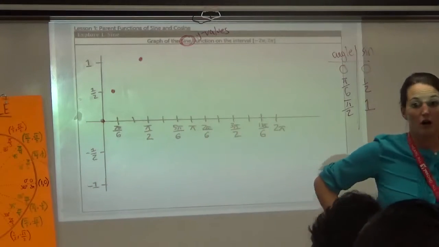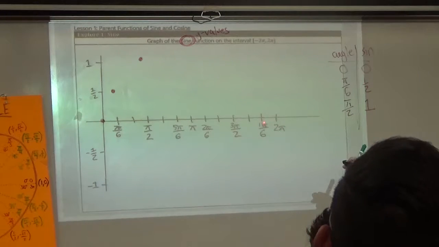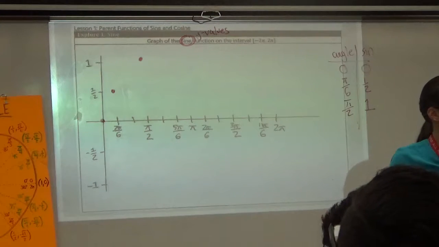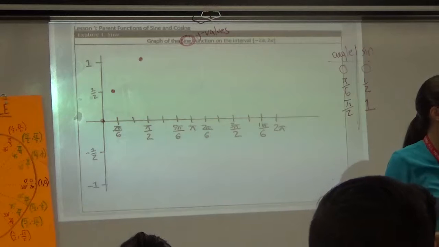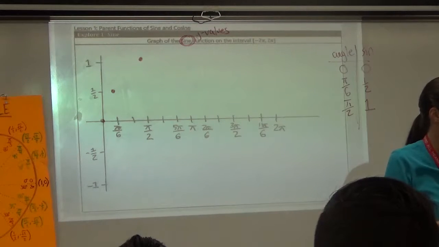Got it? So go ahead. Keep going all the way to 2 pi. I want you to see if you can see the pattern. What does this look like? Make some observations. Be ready to share out. Okay? Go.